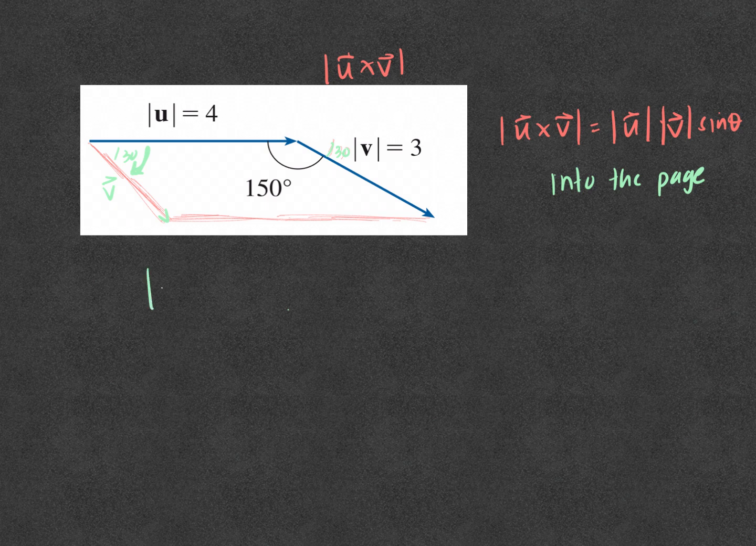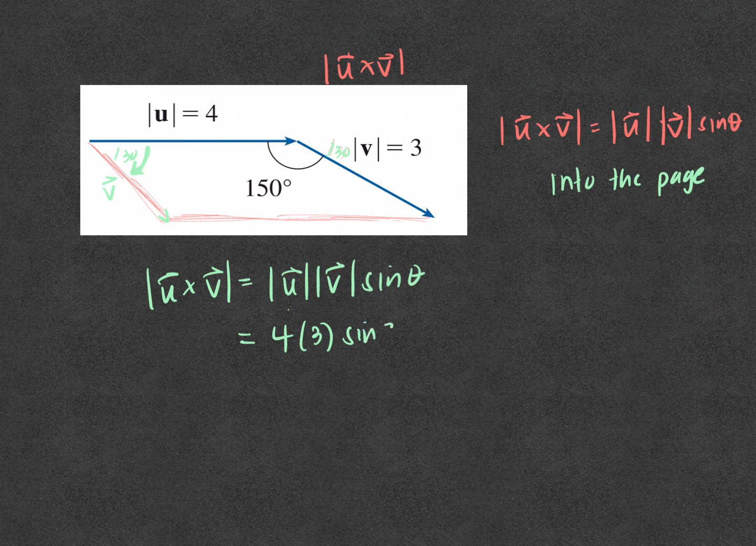And then we're going to say the length of U cross V equals the length of U times the length of V times sine of theta. So the length of U is 4, the length of V is 3, and we have sine of 30 degrees. Sine of 30 degrees is the square root of 3 over 3. So we have 12 times the square root of 3 over 3, which is 4 square root of 3.